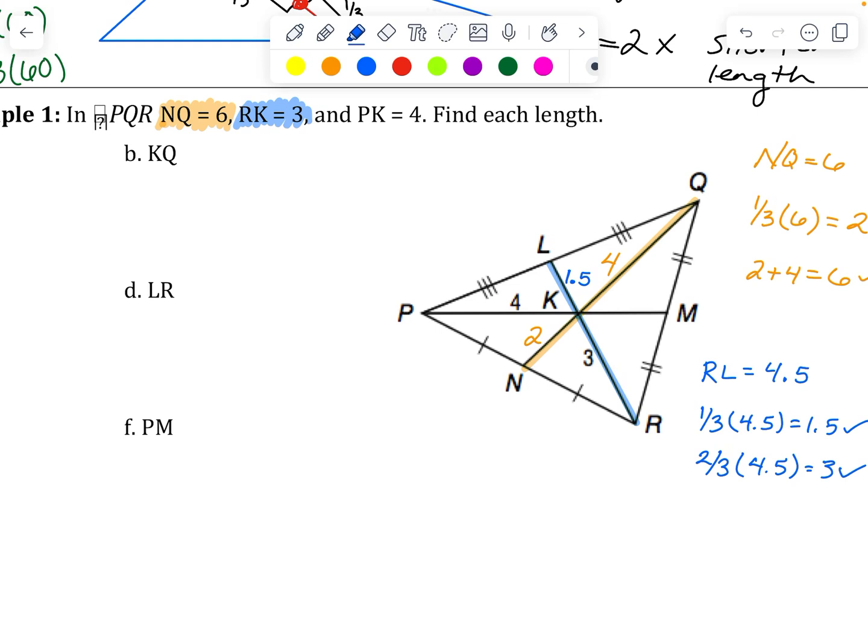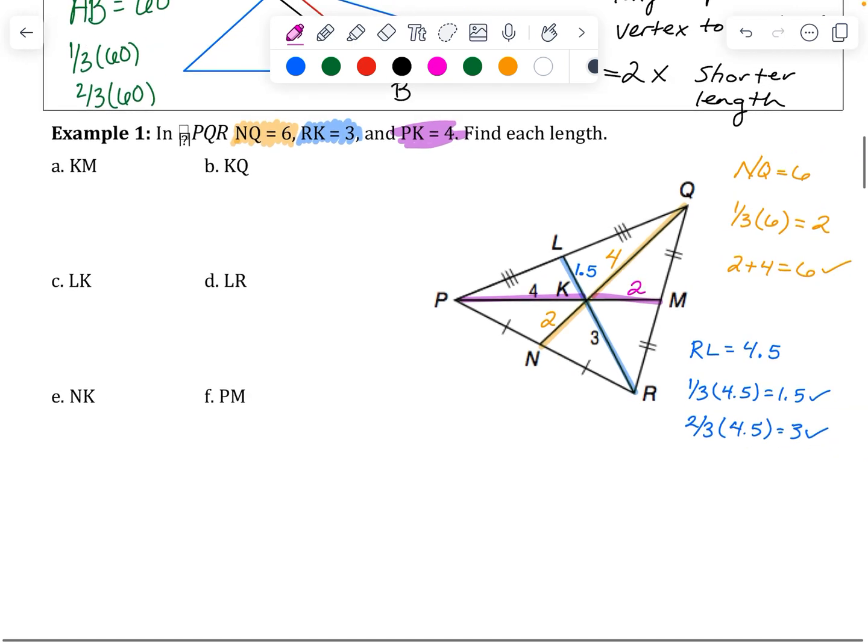And our last one here, let's do this in purple. I'm given that PK is 4. That's the longer part from the vertex to the centroid. So the shorter part should be half of that. That should be 2 as well. Just like NQ is 6, broken up into 2 and 4, PM is 6, also broken up into 2 and 4.